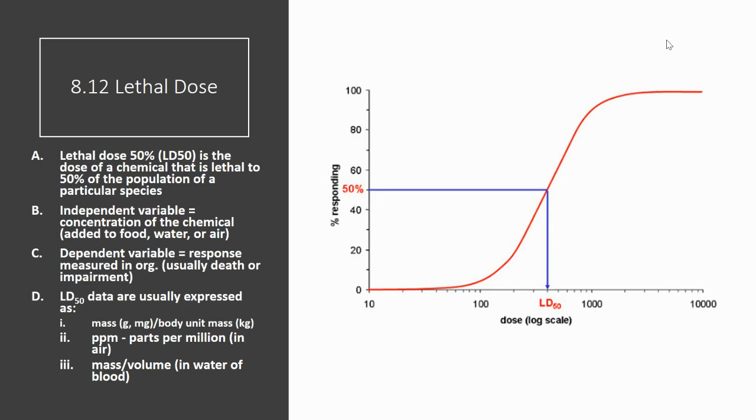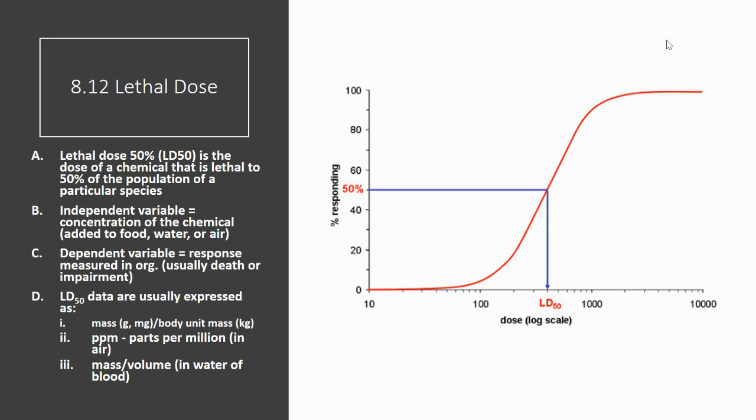The independent variable we see is usually the concentration of some form of chemical that can be added via food, water, or maybe air. And the dependent variable is going to be the response measured in the organism. Usually it's death, or sometimes maybe even impairment.